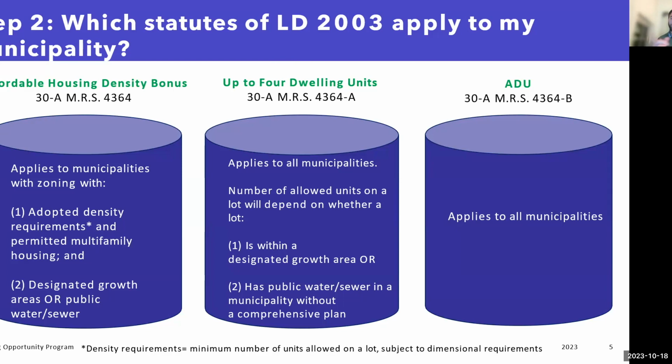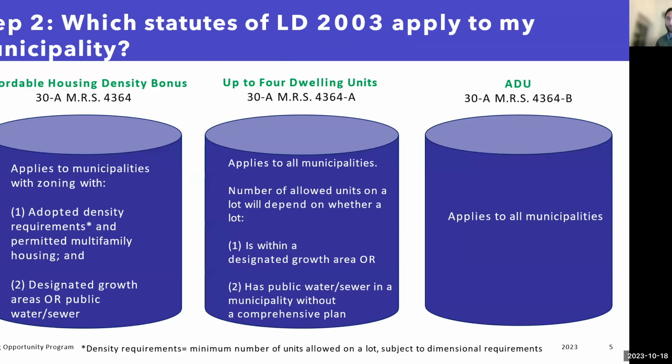So if you think back to a couple of minutes ago when I talked about those 3 statutes, generally those 3 statutes apply in specific provisions. So going from the left to right, the affordable housing density bonus only applies to municipalities that have zoning, and then municipalities that have zoning where there is adopted density requirements and they permit multifamily housing, as well as have either a designated growth area in their comprehensive plan or public water and sewer.